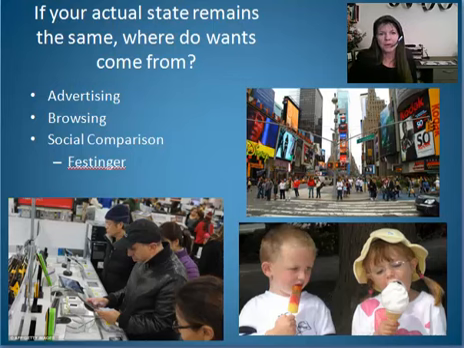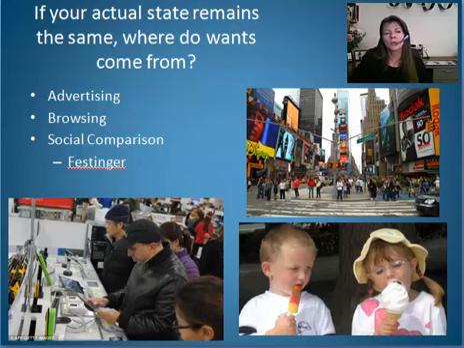So if your actual state remains the same, where do wants come from? Well, the goal of advertising is to create wants. Food ads at nighttime often prime you for snacking, even if you're not hungry. Okay? After enough snacking in front of the TV, it can become habitual, right? So we're constantly bombarded by ads on TV, the internet, billboards, store windows, magazines. You know, we're surrounded by them and they create wants.